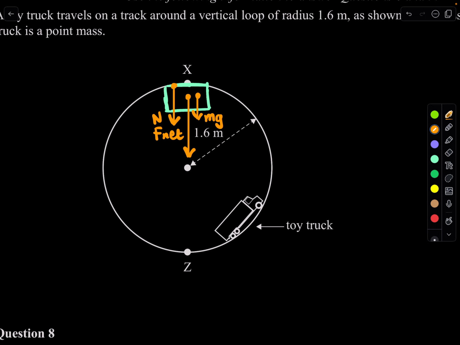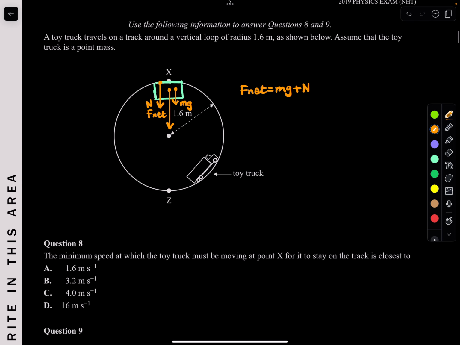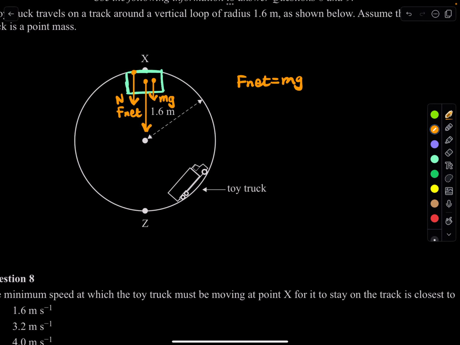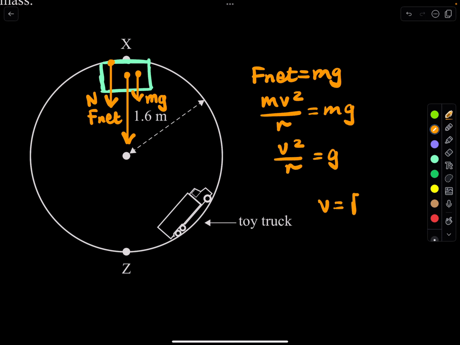So putting these all together, we're taking downwards as positive, by the way, because the F net's towards the center, down. So it's going to be F net equal to mg plus N, the normal force. Now, the normal force in this case is 0 because they tell us it stays on the track. So we know F net is actually just mv squared over r, which is equal to mg, and those m's cancel out, leaving v squared over r equal to g, and hence v is just the square root of rg. Done. This here gives us the minimum.